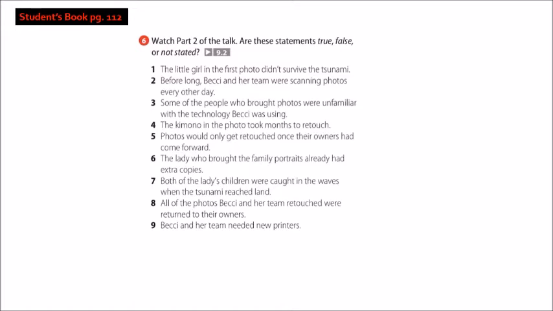5. Photos would only get retouched once their owners had come forward. 6. The lady who brought the family portraits already had extra copies. 7. Both of the lady's children were caught in the waves when the tsunami reached land. 8. All of the photos Becky and her team retouched were returned to their owners. And number 9. Becky and her team needed new printers. Okay, so let's go ahead and watch part 2 of the talk. And remember, guys, you're going to answer if each statement is true, false, or not stated, okay?